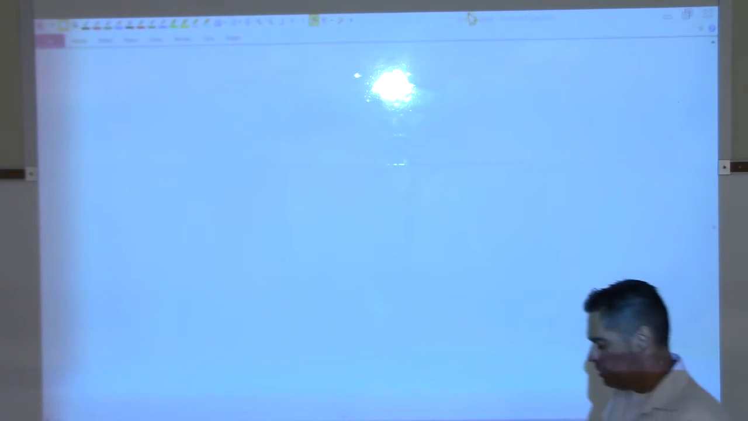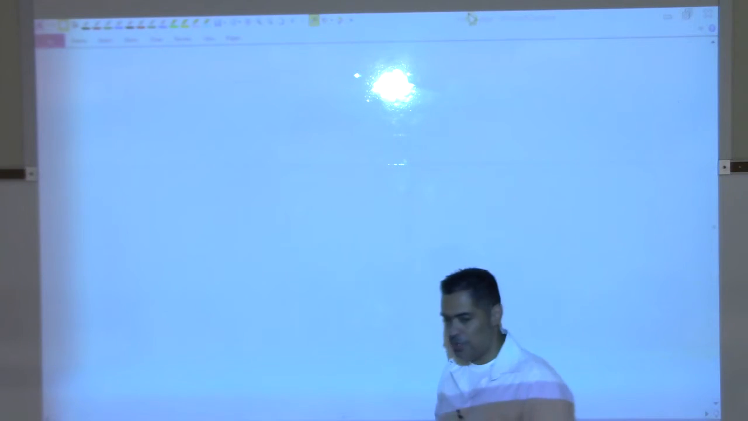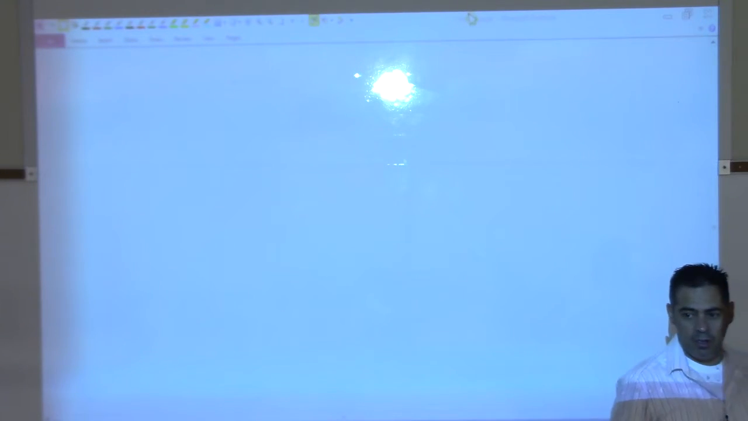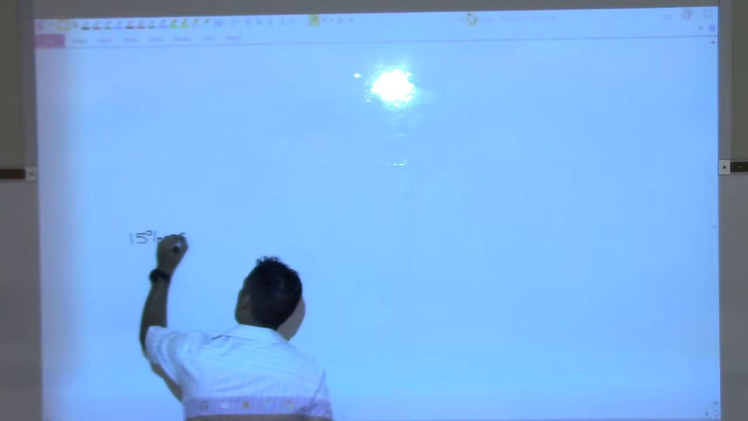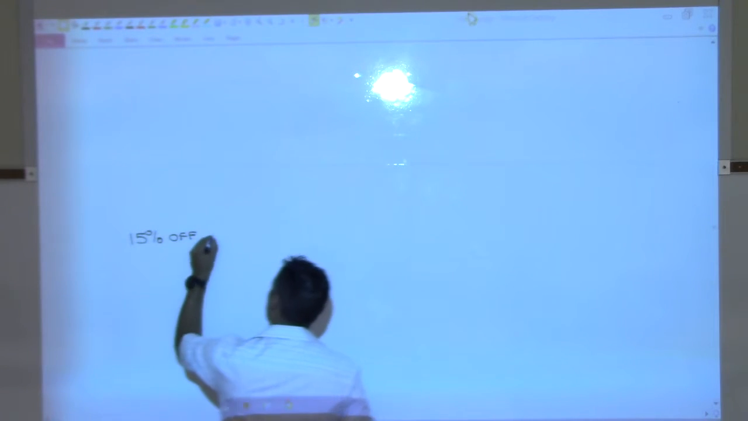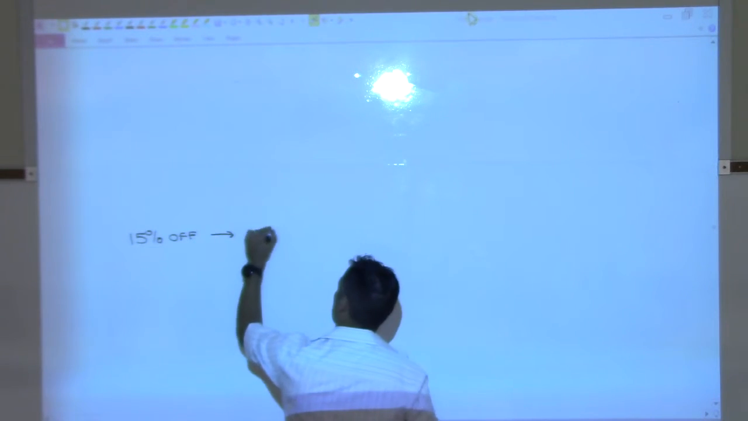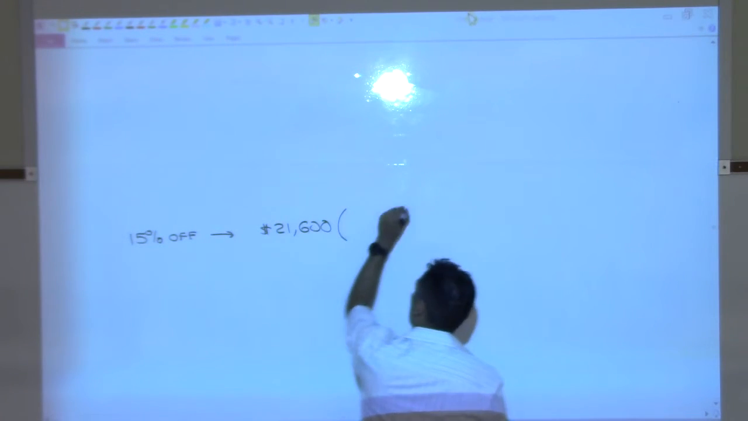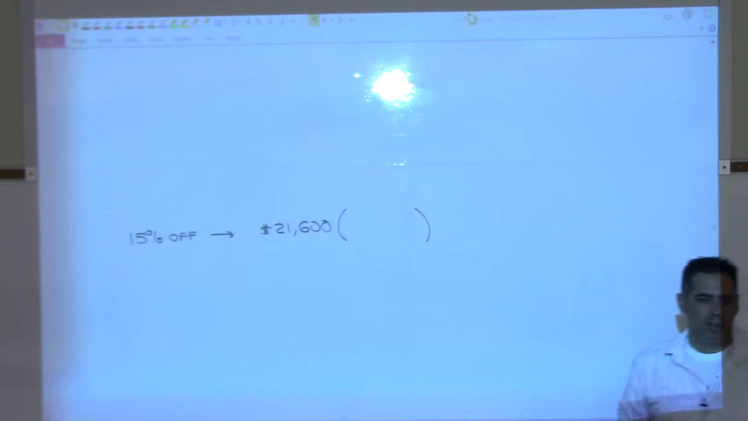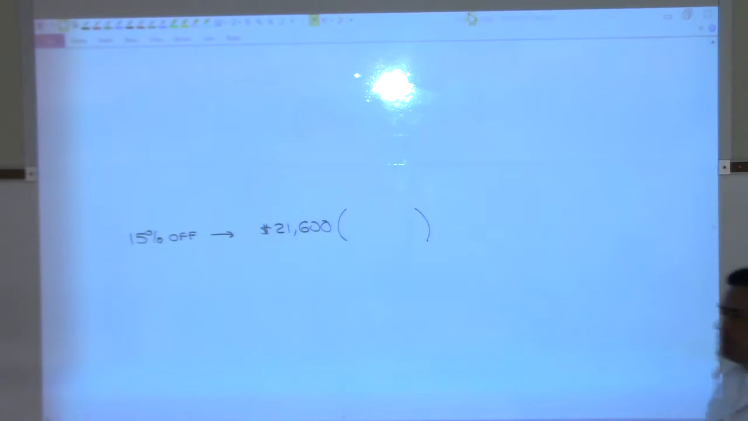Okay, so what we need to do here is first find out how much the car costs with the 15% off. The way we're going to do this is we're going to take the price of the car and multiply it times a number. But we're going to use 0.85.